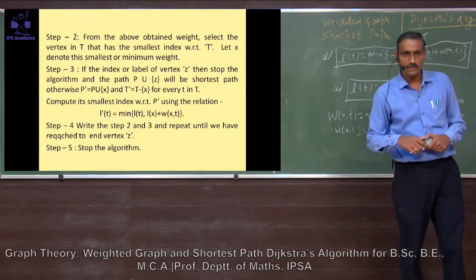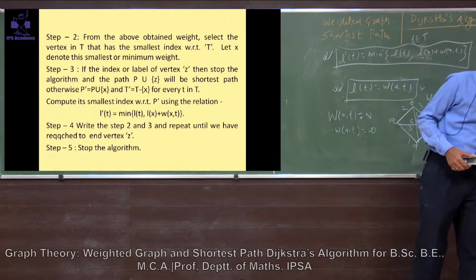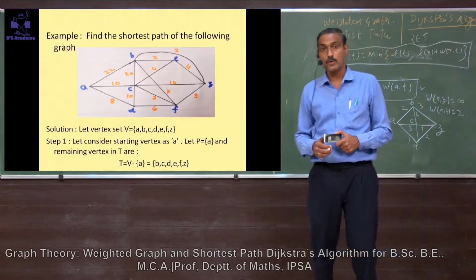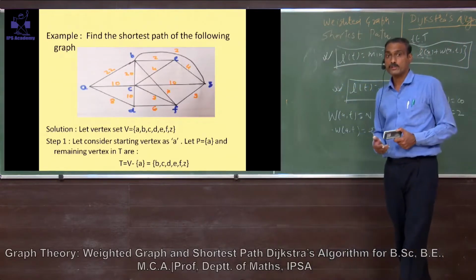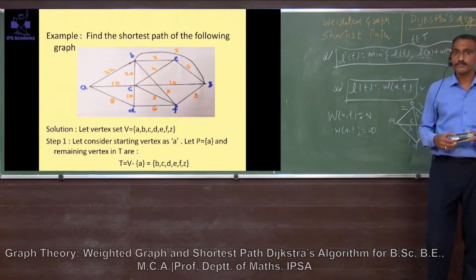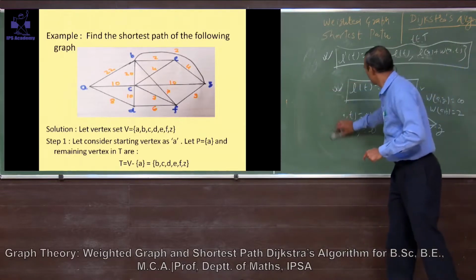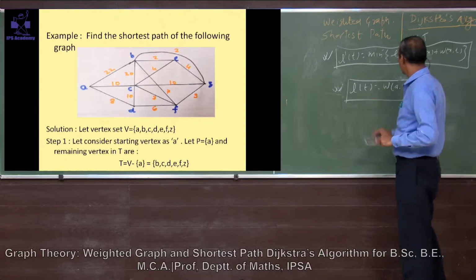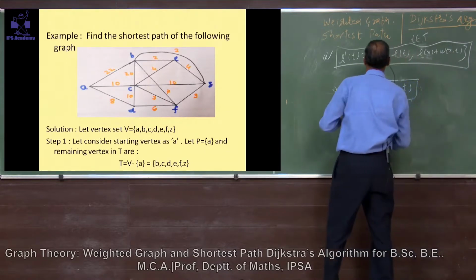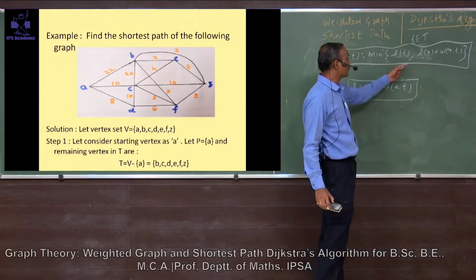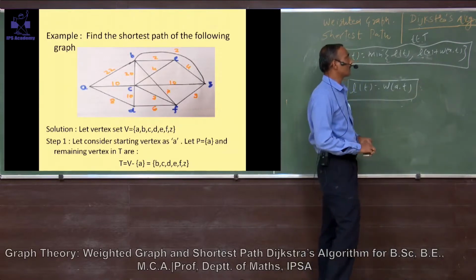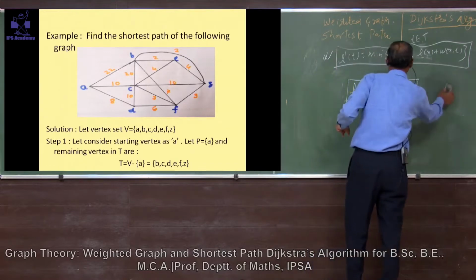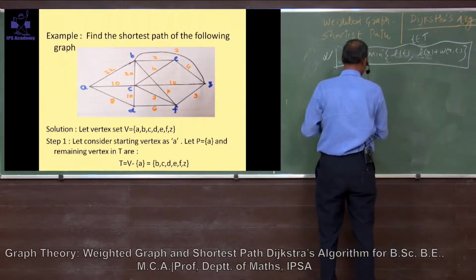We already discussed this. Now we take an example of how we find the shortest path of the given graph, and this is the very important part: how we find the shortest path using Dijkstra algorithm. We have to remember two formulas here. First is L of T equals W of A comma T, and the other is L dash T equals minimum of L of T comma L of X plus W of X comma T. Now we consider an example here.